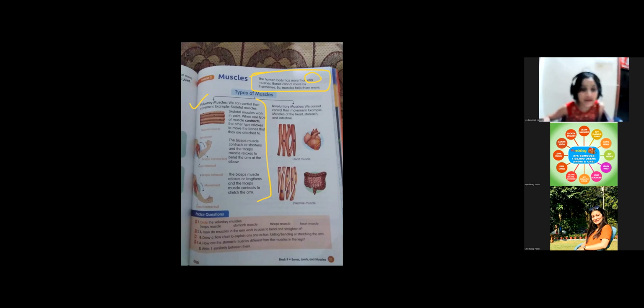Skeletal muscles work in pairs. When one type of muscle contracts, the other type relaxes, to move the bones that they are attached to. The biceps muscle contracts and shortens, and the triceps muscle relaxes.